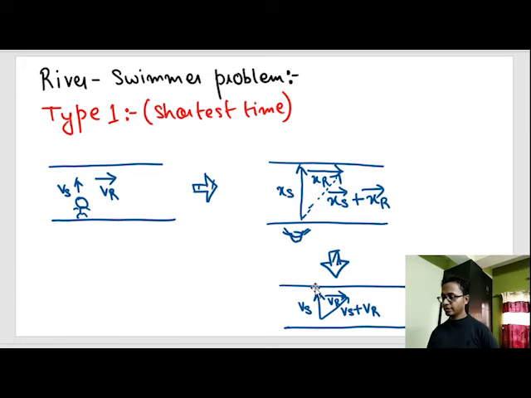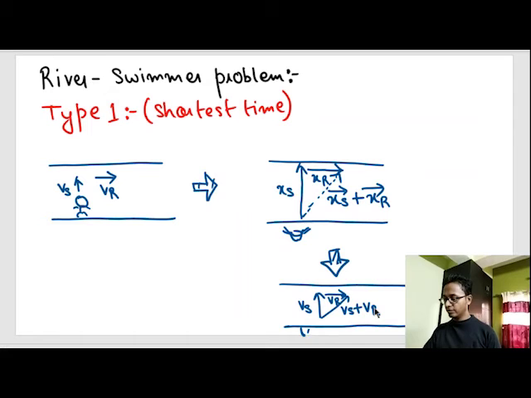If you apply some common concept, if he tries to swim straight, he'll reach somewhere out here, not at the exact opposite end. Because while he is reaching the opposite end, the river will carry him somewhat towards the right. So that becomes the total velocity, or net velocity, of the swimmer as observed by an observer out here.